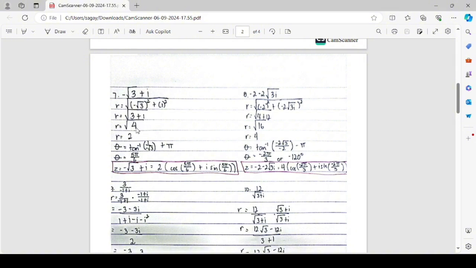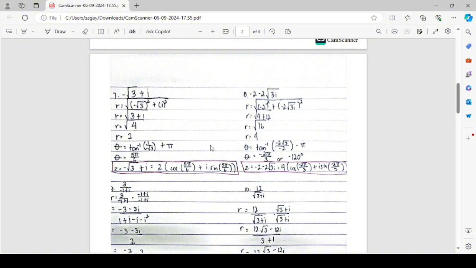Then let's get the theta. So arctan of 1 over negative square root of 3, plus pi. We get 5 pi over 6. Then the final answer will be z is equal to negative square root of 3 plus i is equal to 2 cosine 5 pi over 6 plus i sine 5 pi over 6.